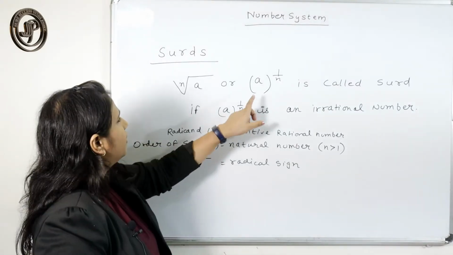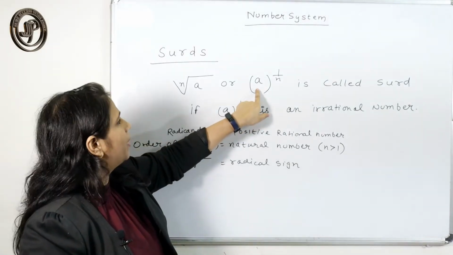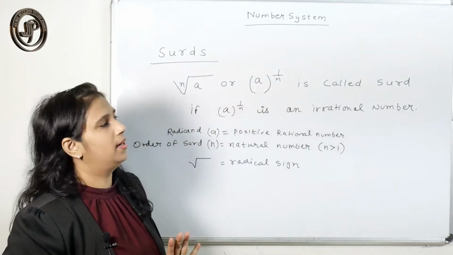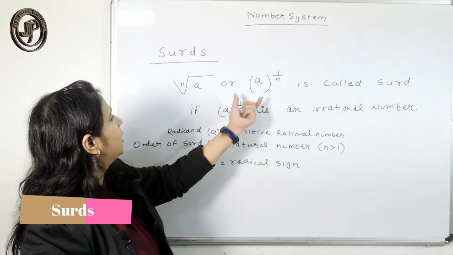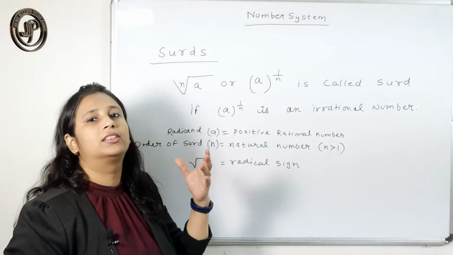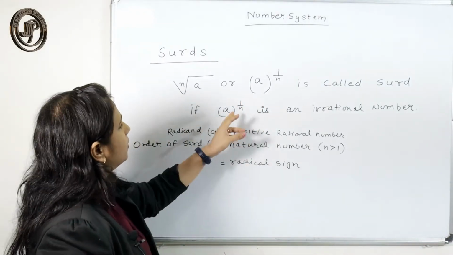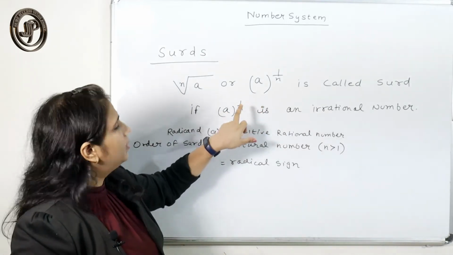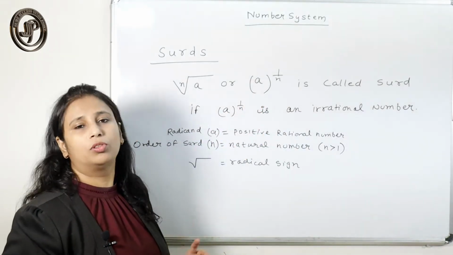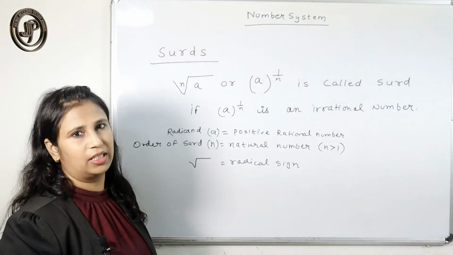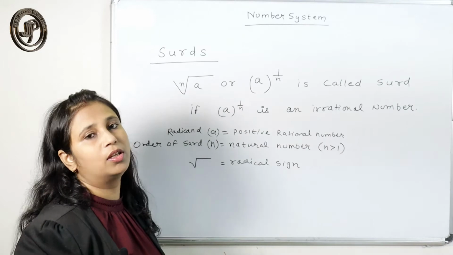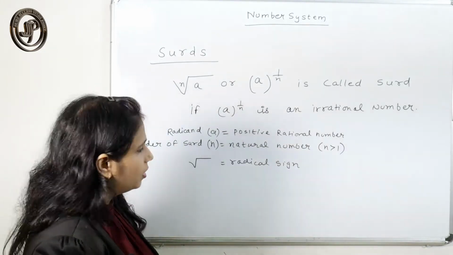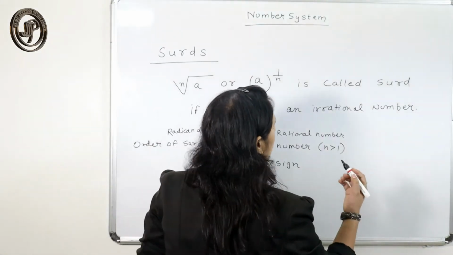Any number that can be expressed in the form a raised to power 1 by n is called a surd. If something is a surd, then it should be an irrational number. So this way you can predict the irrational number. Or you can say if this is an irrational number, then only it is a surd. I am just going to explain how.